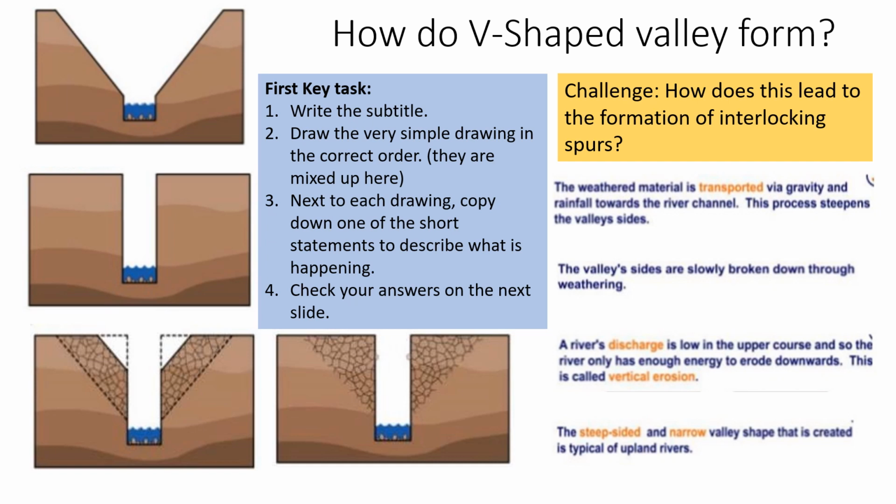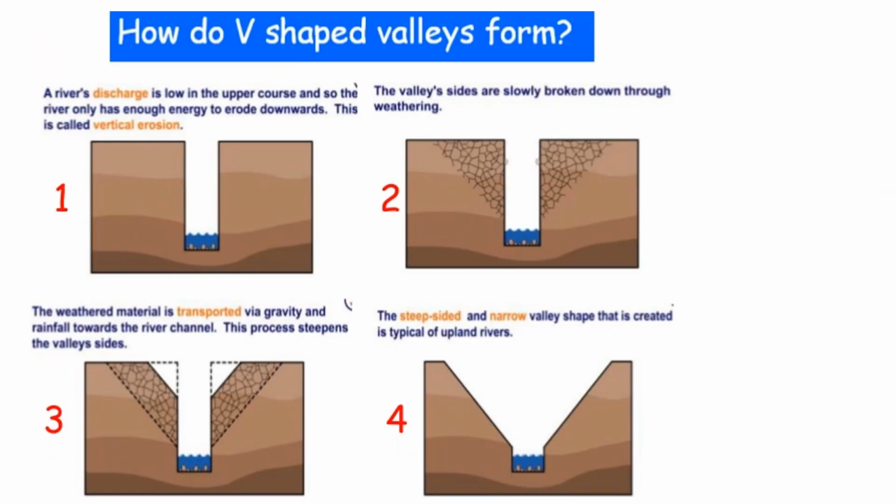Next to each of the diagrams, I want you to write one of the 4 statements to the right. These are also mixed up, and so you need to try and figure out which one goes with which. There's also a challenge question there. How does this lead to the formation of interlocking spurs? Please check your answers here. I'm going to go through it very briefly.